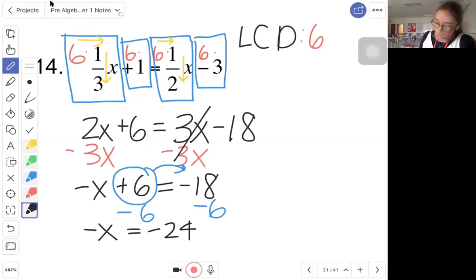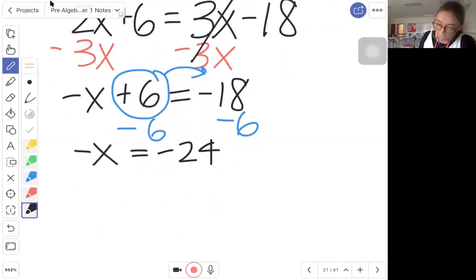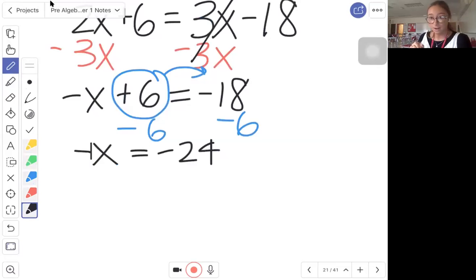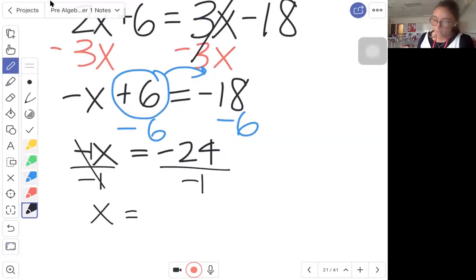Now, our x is not alone here. We have a negative in front of it. We have a negative 1 out front. So we want to make sure we're doing something with that negative. We want to get that out of there. So now we're going to divide each side by negative 1 to get rid of that negative sign. And that will leave us with our x. And a negative 24 divided by negative 1 will give us a positive 24. So a negative and a negative make a positive, and 24 divided by 1 is 24.